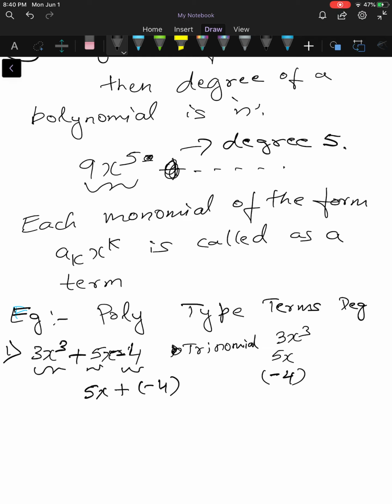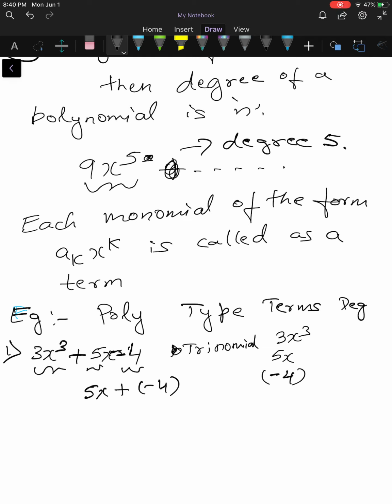Next we shall see what are like and unlike terms. If a term of an expression, that is, if a monomial in an expression has the same variable and its power is also the same, but the coefficients can be different, they are called like terms.